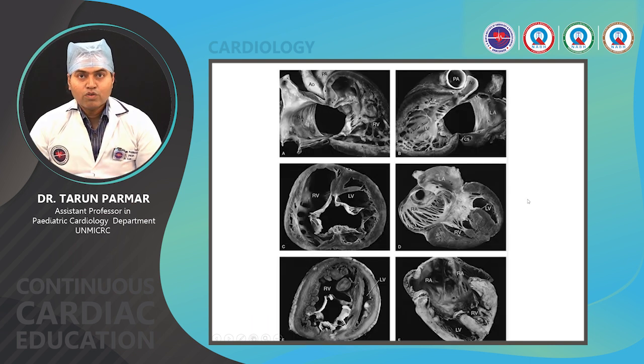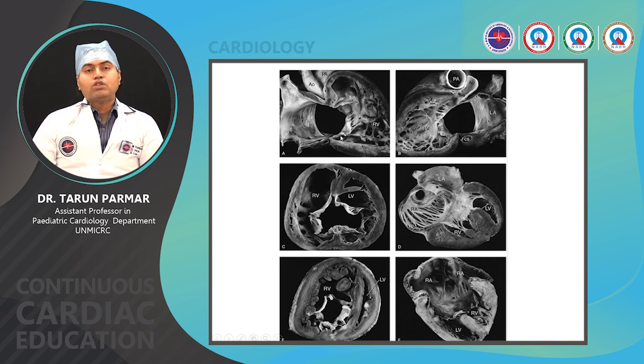So these are the other morphological specimens. The top left, you can see this is the RA view, and the RA and RV free wall is removed. This is a large canal. RA and RV are dilated and RVH is there. The top right is the same specimen but shown from the left side, and the LA and LV free wall is removed, and this is the large canal.